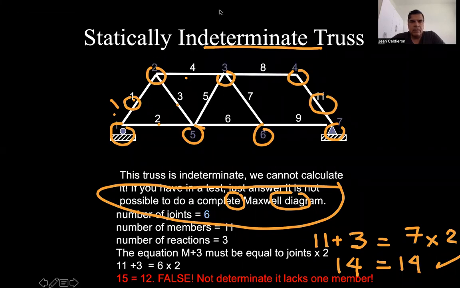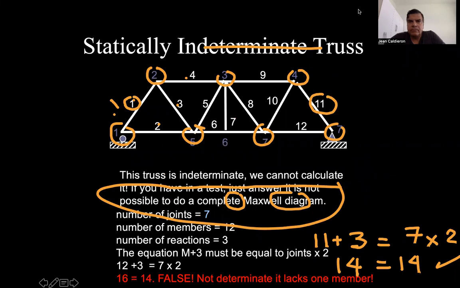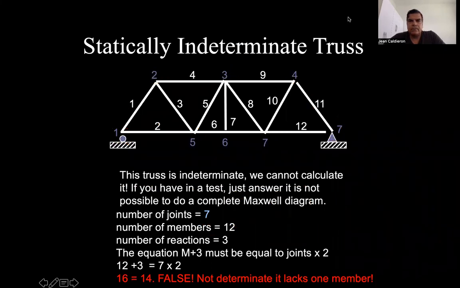Let me clean here everything and continue. This is a truss that is statically indeterminate, because we have one more member than the members that we need to have. It's the same truss that we had before, but I add a member here in the middle.